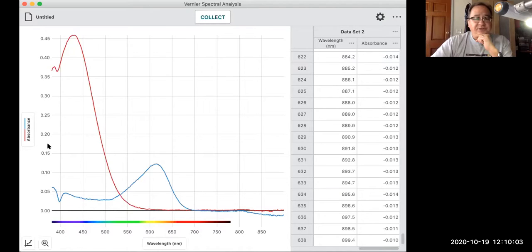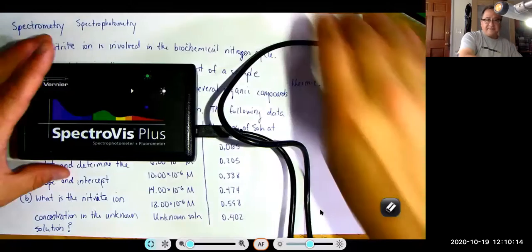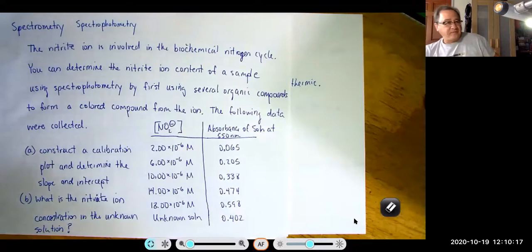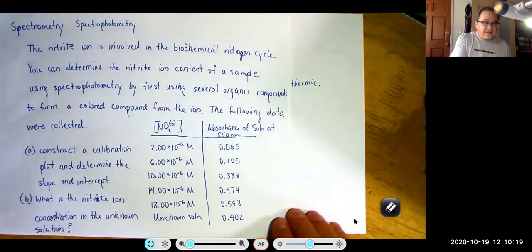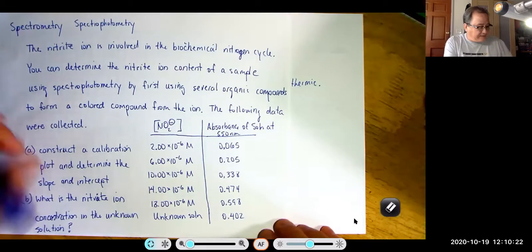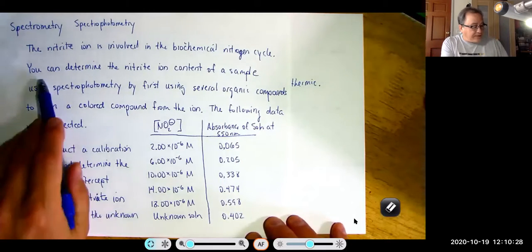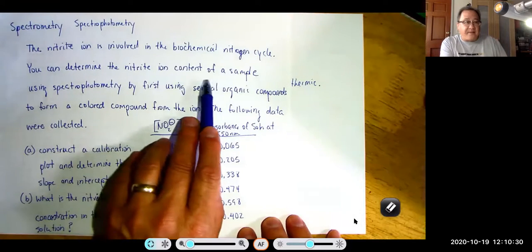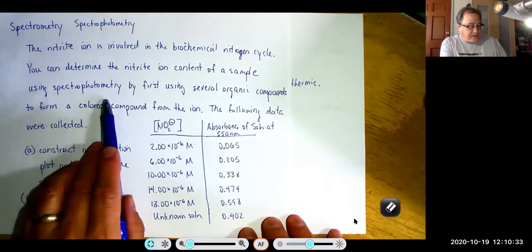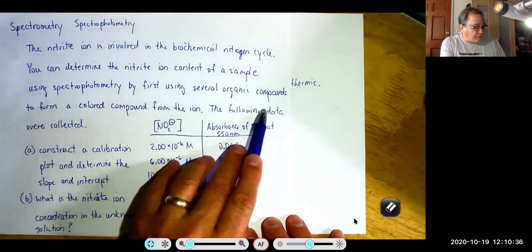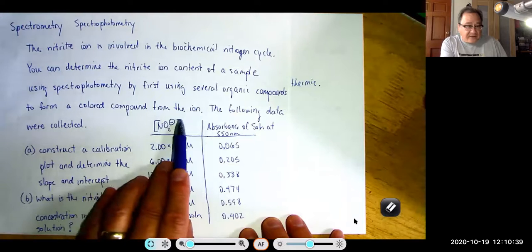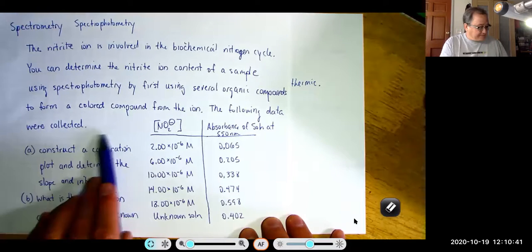Now let me go back to the notes, and let me put my spectrometer away. So here, in this particular example, we're going to study the nitrate ion, which is involved in the biochemical nitrogen cycle. We can determine the nitrite ion content of a sample by using spectrophotometry, by first using several organic compounds to form a colored compound from the iron, and then collecting the following data.